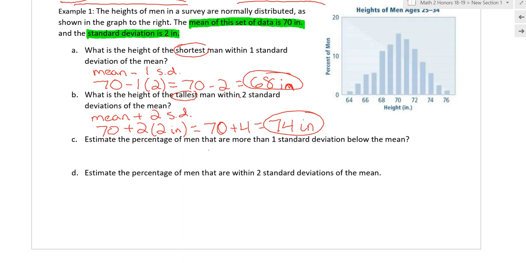Okay, C and D get a little more complicated. Estimate the percentage of men that are more than 1 standard deviation below the mean. So I want to know people that are more than 1 standard deviation below. We already know 1 standard deviation below is 70 minus 2, so we want the percentage that is less than 68 inches. That's what we're looking for. So I'm going to count up how many people I have. I have 1 person in this box. It looks to be about 3 here.